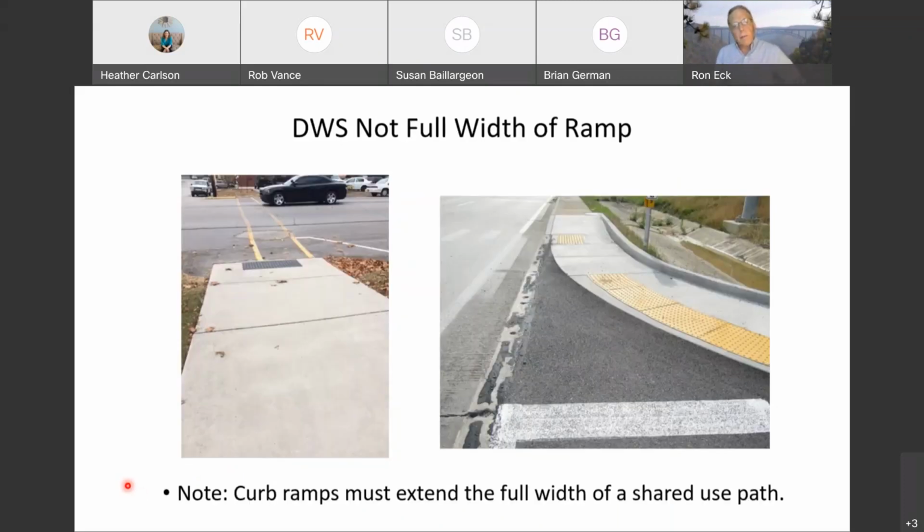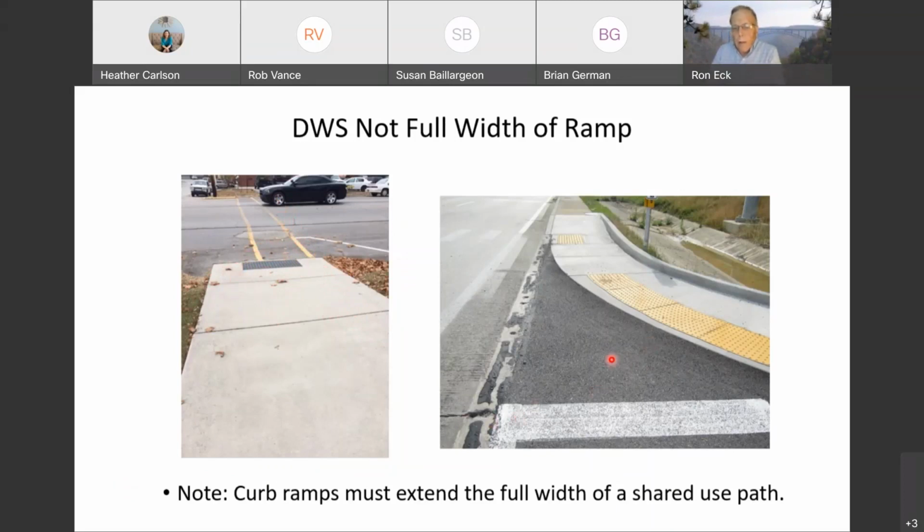Back here, we emphasize that again. Here's some other examples of the detectable warning surface not being the full width of the ramp. Notice here on the left, it's possible that a low vision pedestrian who's walking near the edge of the pavement here could walk out into the street without even realizing it, because they may not come into contact with the detectable warning surface. Their foot may not come down on that pad, if you will.